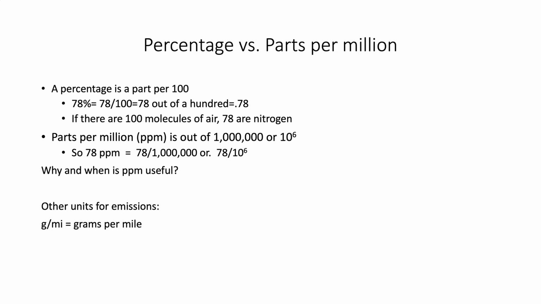All right, when you read about pollutants and things in the air, or any type of pollutants or environmental stuff, you'll see a couple of units. A percentage is a part per 100, so 78% nitrogen means for every 100 molecules in the air, 78 of them are nitrogen. Right? Parts per million is 1 out of a million, so 78 parts per million would be 78 out of a million. So parts per million and even parts per billion would be over a billion. They're useful when you're looking at small amounts of things.